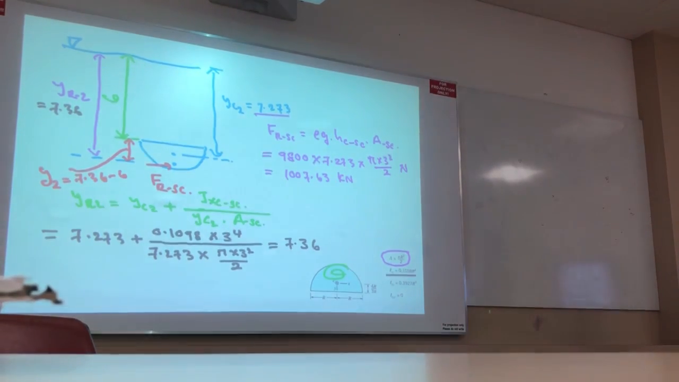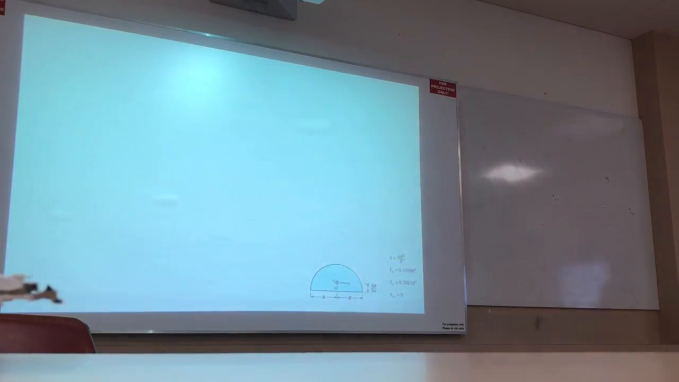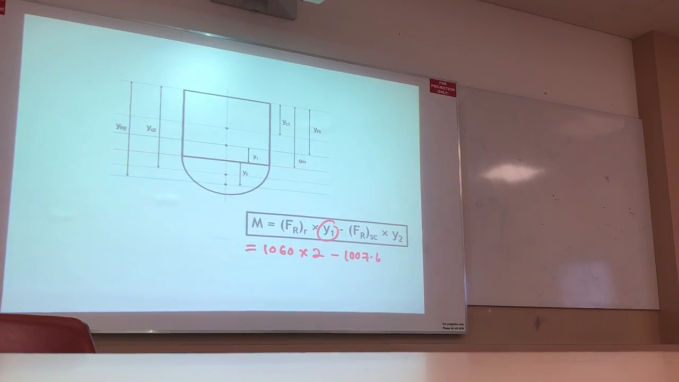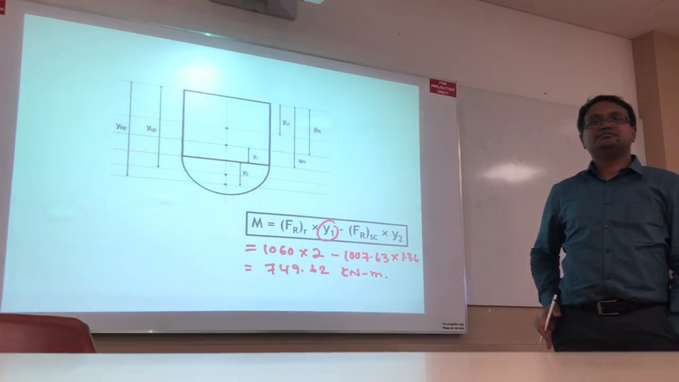Okay? So now I get the number, right? So what is FR? Tell me, FR? 1060 times 2, right? Minus 1007.63 times 1.36. 749.62 kilonewton. Any question?